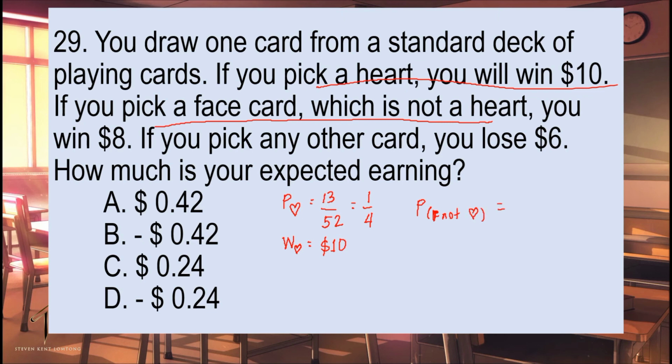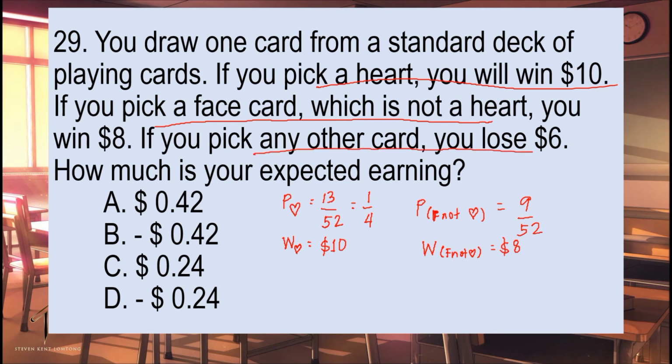So ilan ba yun? Face card natin, that is Jack, Queen, King, na diamond, spade, tsaka flowers. So, meron tayong 9. No, 9/52. Okay? So, yung mapapanalo na naman natin, kapag yun yung nabunot natin is $8. If not heart. Yan. So, $8 naman yung winning. And if you pick any other card, you lose $6.